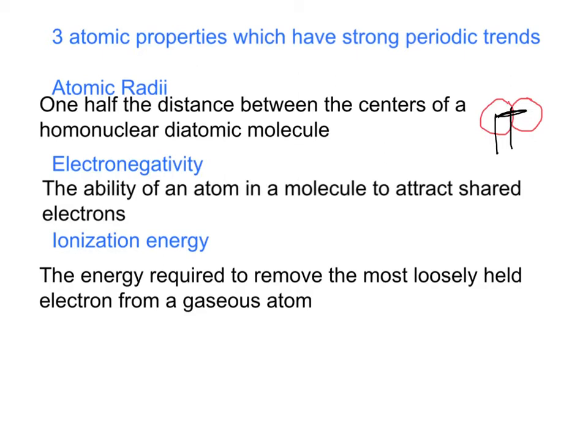And the third one is ionization energy. So if you were to measure how much energy you'd need to apply to knock off or pull off the outermost electron, the most loosely held onto electron from a gaseous atom, that is the ionization energy. So we're going to look at how these three properties vary both across and up and down on the periodic table on the next slide.